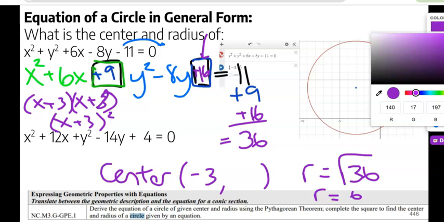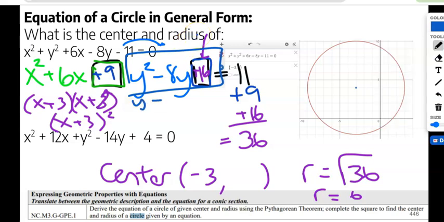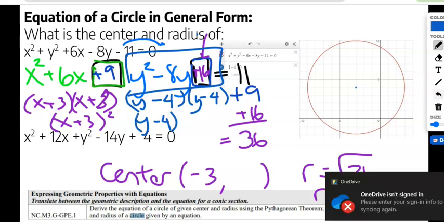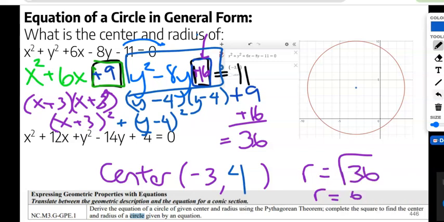So think about this last part. What am I going to do over here? How am I going to factor this? What's the other part of my center going to be? Well, 16 could be 4 times 4, but it could also be -4 times -4. Well, guess what? We need them to add up to -8. So it's going to be y minus 4 and y minus 4, which is y minus 4 to the second power, which means my center is at -3, 4.